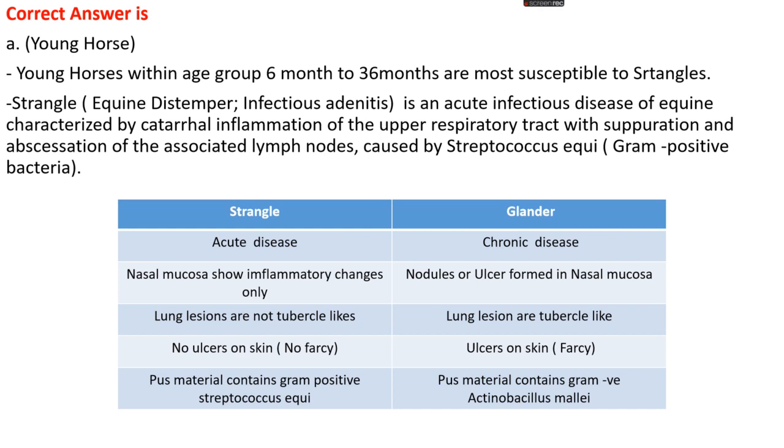Okay. Lung lesions are not tubercle-like in case of strangles. Lung lesions are tubercle-like in case of glanders. In case of strangles, we don't see ulcers on the skin, while ulcers on the skin, that are falciform, are seen in case of glanders. And if we take pus from strangles, the pus contains gram-positive Streptococcus equi, and pus in glanders contains only gram-negative Actinobacillus mallei.